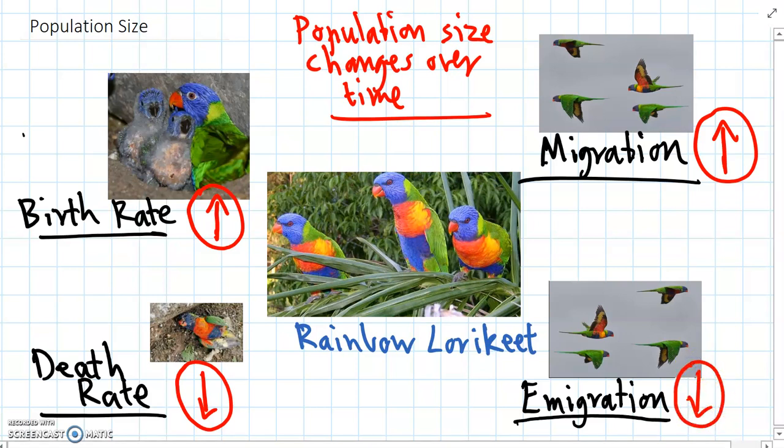So the balance of all these 4 different factors affects how big a population of organisms is.